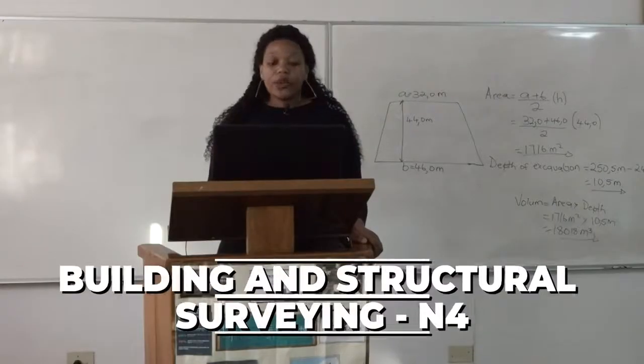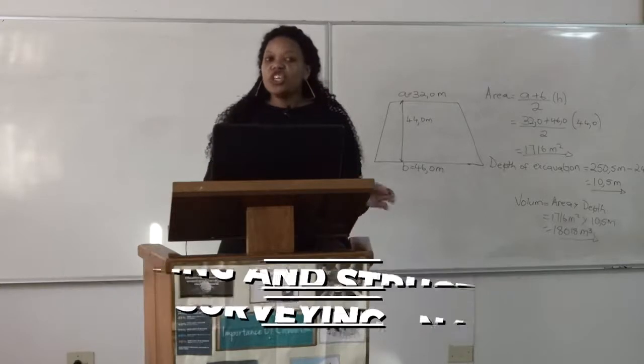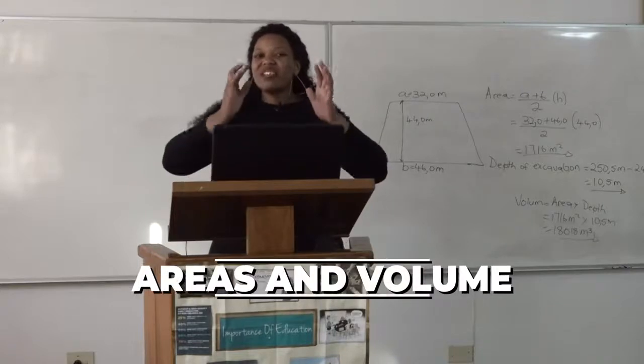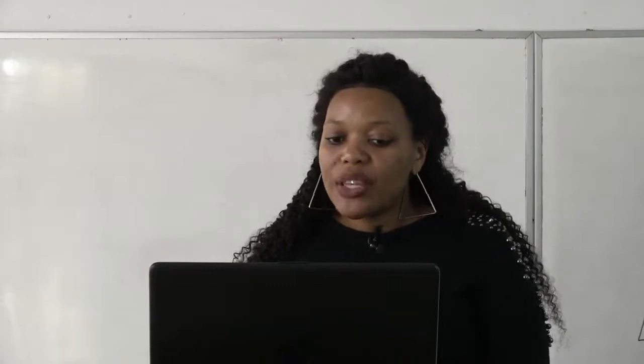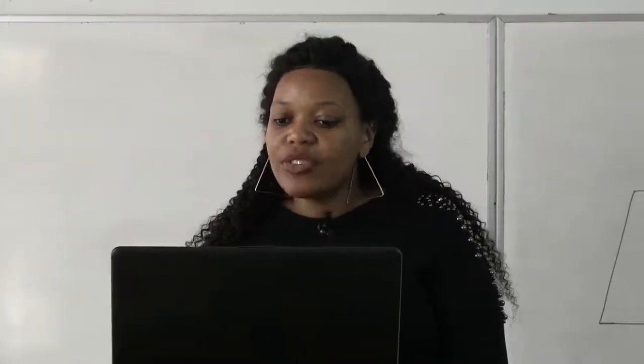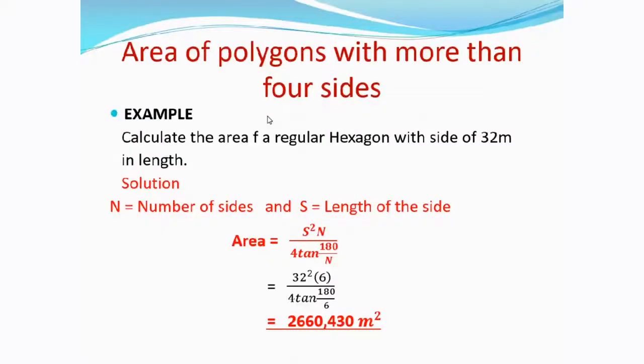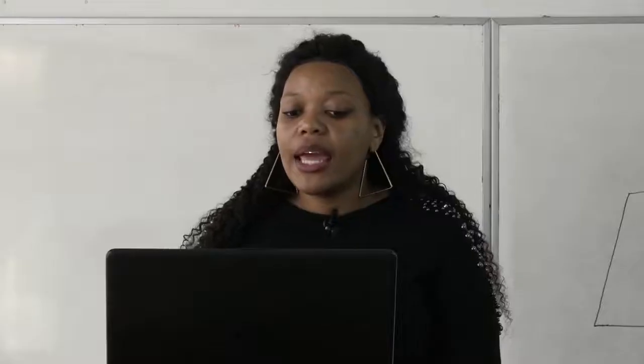And again, when we have to calculate the area of polygons with more than 4 sides, you should be able to know the different types of polygons that have more than 4 sides: pentagon, hexagon, octagon. Okay, so you should know so that you will be able to identify the length of the side as well as the number of sides, because if you don't know that the pentagon has 5 sides, then you won't get the correct answer.